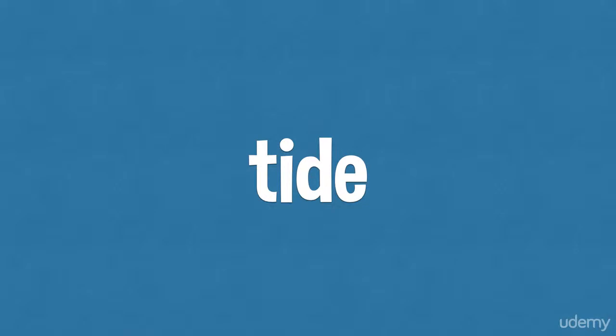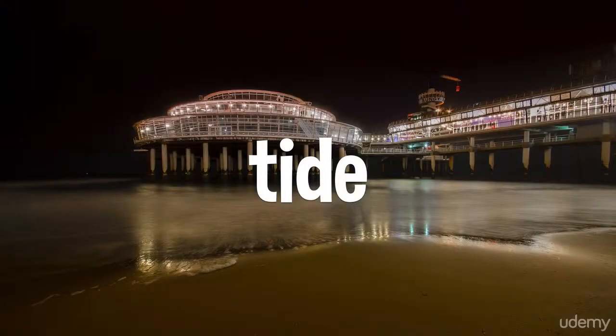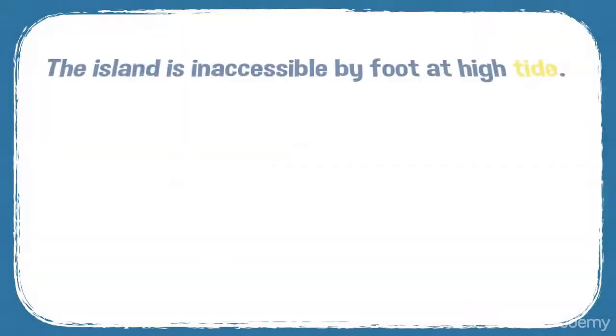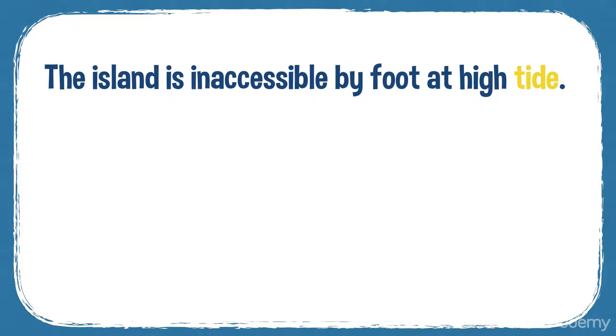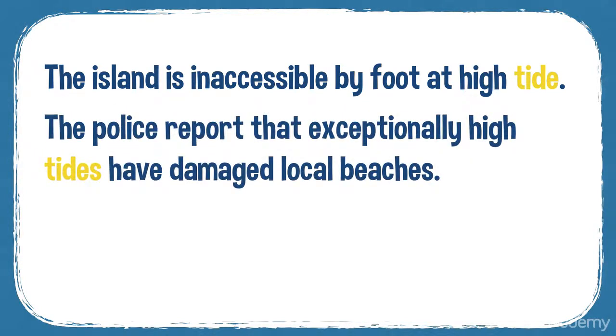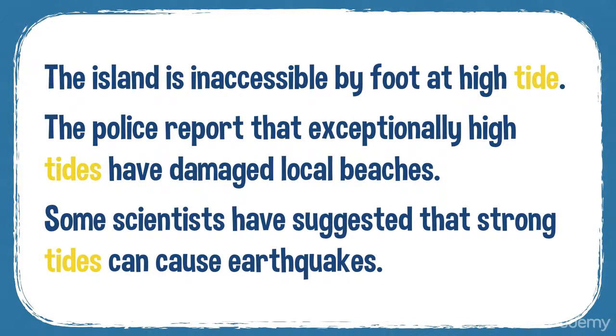Tide. So the tide is the regular daily change in the level of the sea at the coast. So here we've got the tide. It's a low tide, I think, by the sea, by the pier here. So the island is inaccessible by foot at high tide. The police report that exceptionally high tides have damaged local beaches, and some scientists have suggested that strong tides can cause earthquakes.